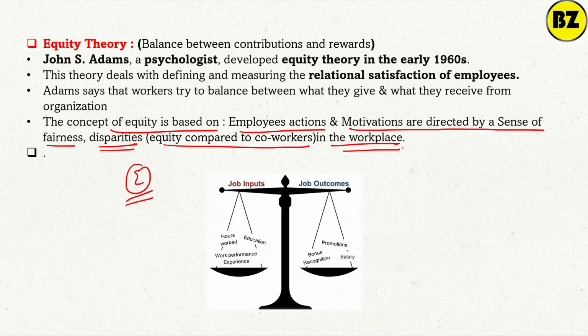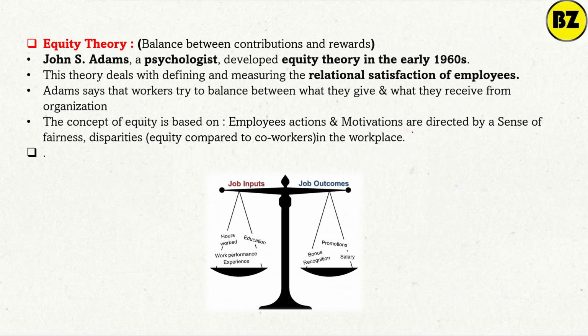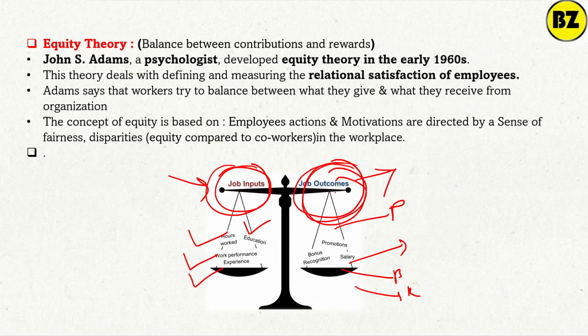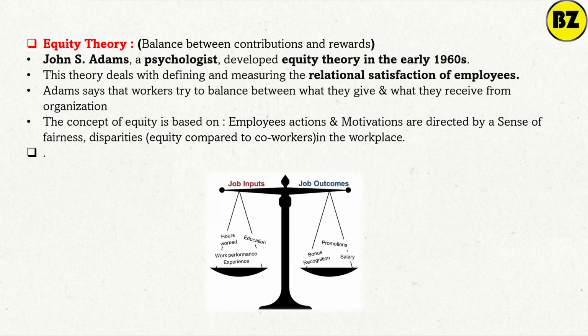So the equity theory says that whatever job input I am putting in, in a similar way I should get the outcome from the job. What are the job inputs I am putting in? For example, the number of working hours, my educational qualifications, my work performance, my experience. These are the inputs I am putting into the job. What outcomes am I expecting? The promotion, the salary, bonuses, recognition, reward. These are the outcomes I am expecting. If there is a balance between the input and the output from the job, that is nothing but the equity theory. Okay, remember only these two things.